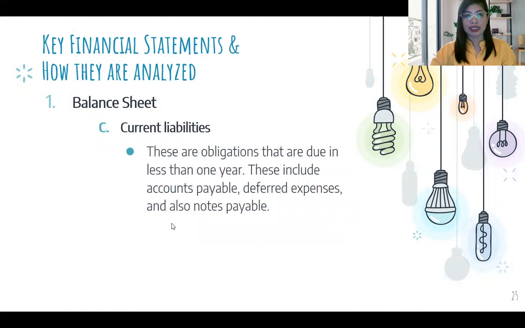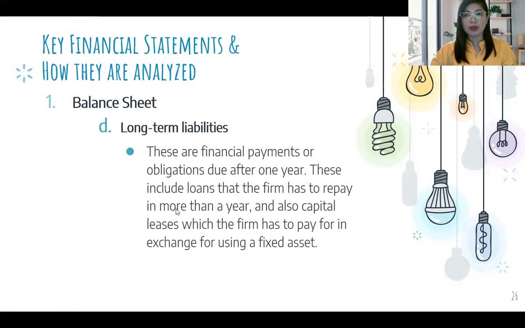For the current liabilities, these are obligations that are due in less than 1 year. This includes accounts payable, deferred expenses, and also notes payable. For the long-term liabilities, these are financial payments or obligations due after 1 year. These include loans that the firm has to repay in more than a year and also capital leases, which the firm has to pay for in exchange for using a fixed asset.